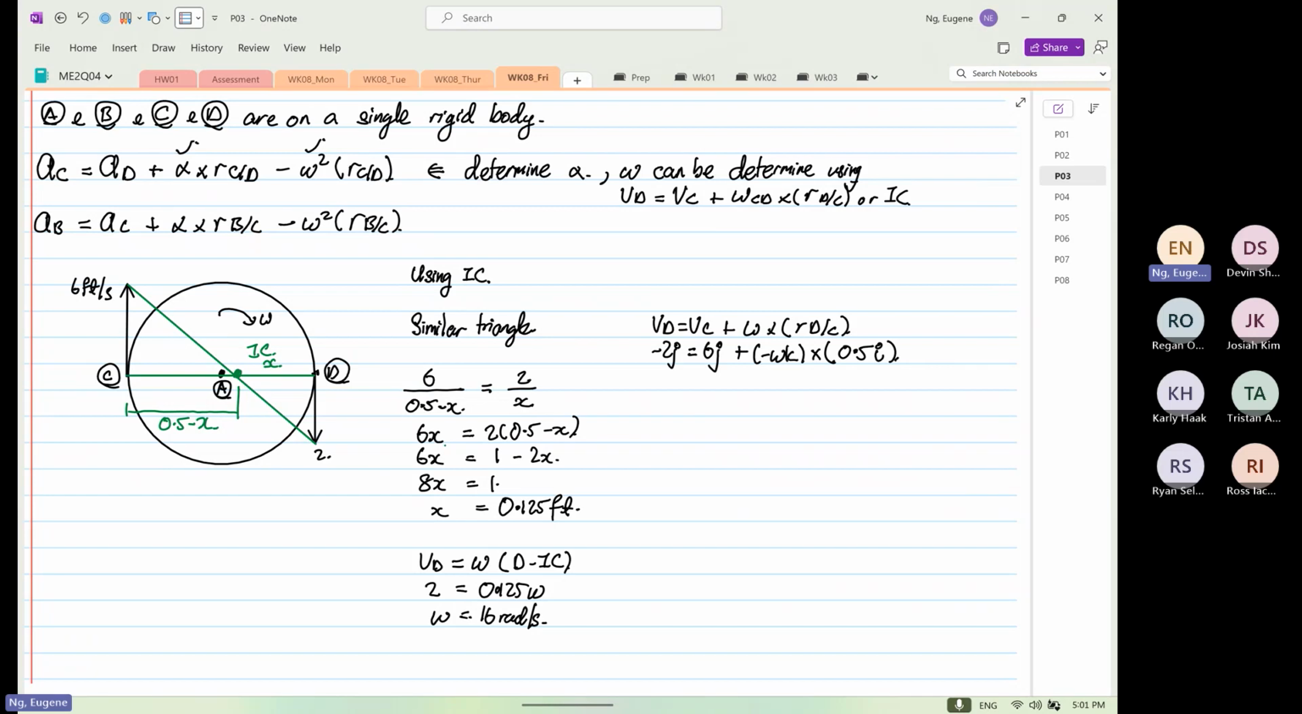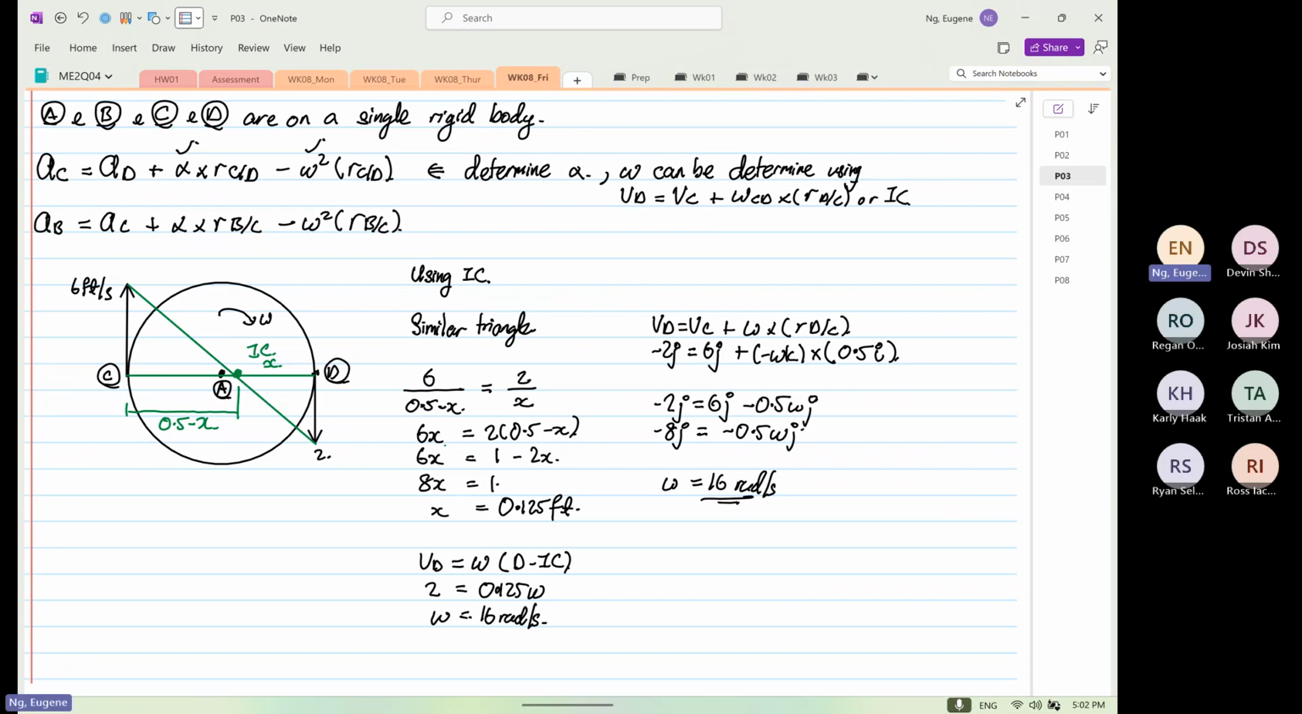Okay, so point D from point C. This will be equal to 2J, equal to 6J. K cross I is positive, so minus 0.5 J, 0.5 omega J. So this is equal to minus 8J is equal to minus 0.5 omega J. Omega is equal to 16 radians per second.